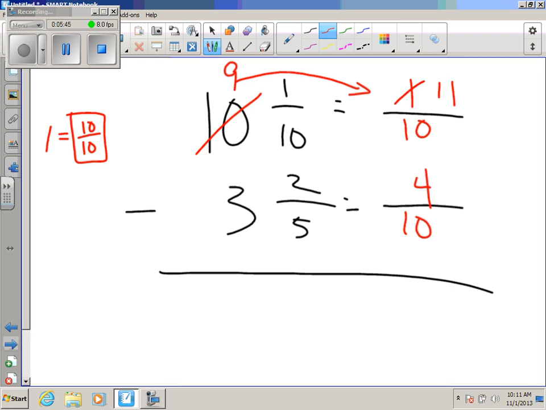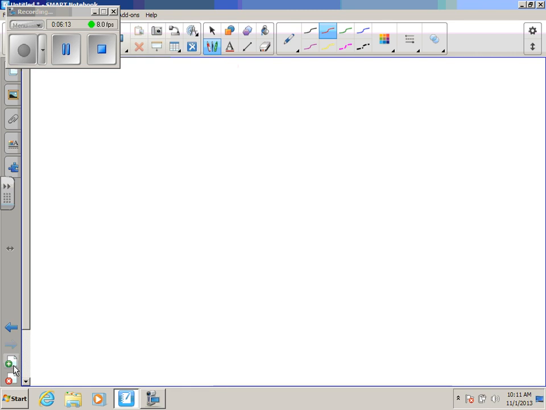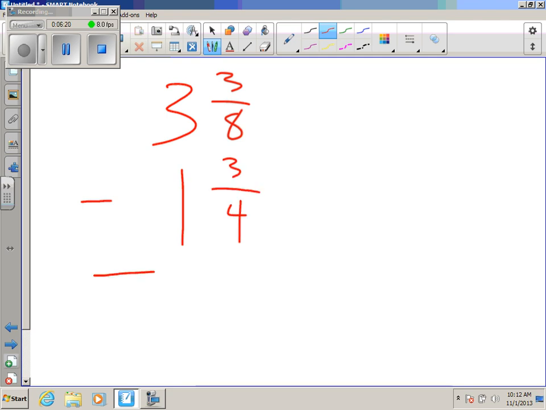11 minus 4. Now a 9 minus 3 is a 6. Okay? It's called renaming. And we kind of did that a little bit for today with the mixed numbers when we added, but now we need more in the fraction column. Yep, you're going to do one right now. 3/8 minus 1 3/4.